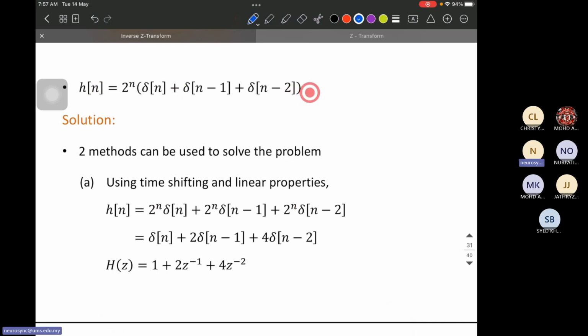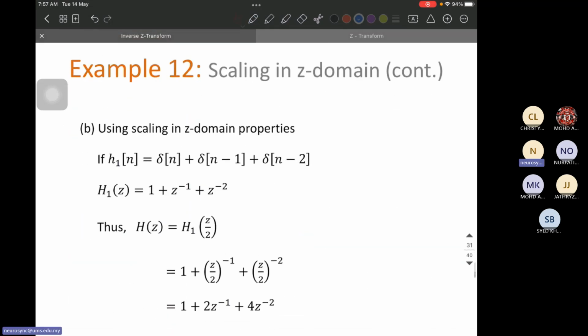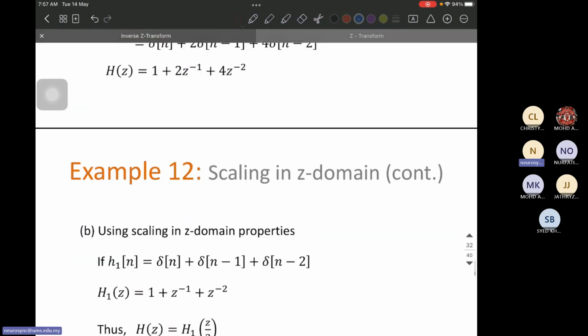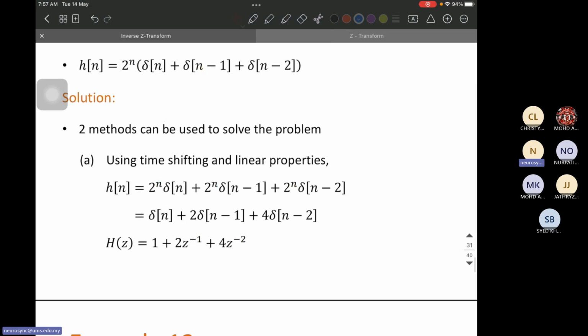Now, can you do this example with the time shifting property and the scaling property? Please do this example. I will come in 5 minutes.